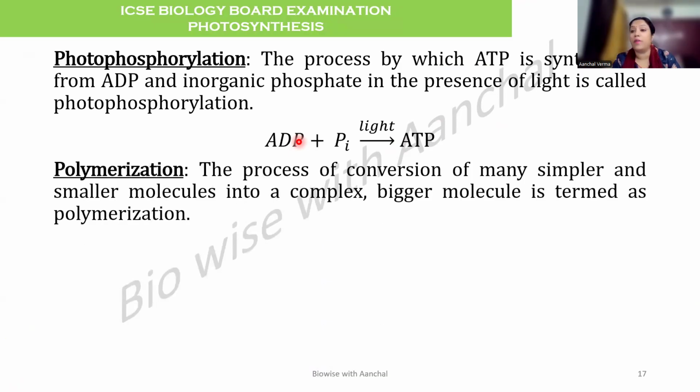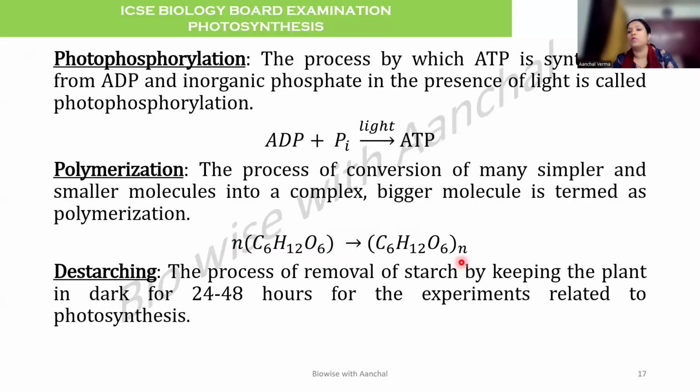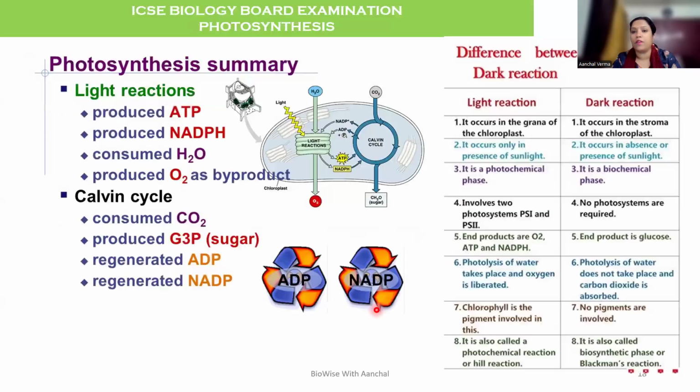Then you have polymerization, the process of conversion of many simpler and smaller molecules into a complex, bigger molecule is termed as polymerization. Here, n number of glucose molecules is converted into starch by the process of polymerization. Destarching is a process of removal of starch by keeping the plant in dark for around 24 to 48 hours for the experiments related to photosynthesis. Now, these are certain important definitions.